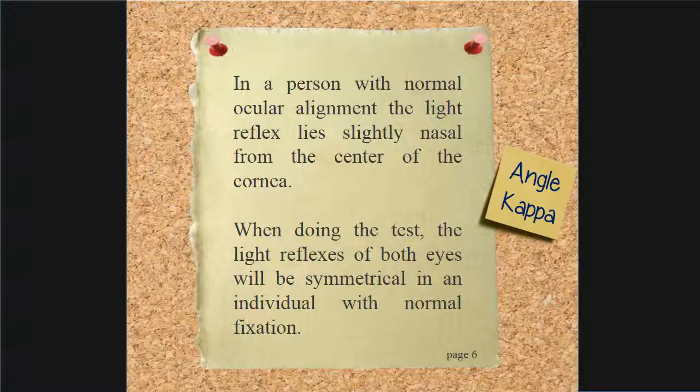When the reflex is slightly nasal like that, that's called a positive angle kappa. You can also have a negative angle kappa. That's when the fovea lies slightly nasal to the optical axis, and the corneal reflex then lies temporal to the center of the pupil, negative angle kappa. What you need to pay attention to, though, is that they're symmetrical in both eyes, whether you have a 5-degree positive angle kappa or 5-degree negative angle kappa. Just watch for the symmetry.